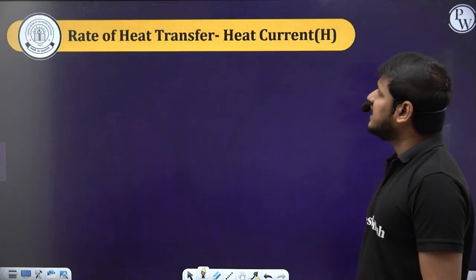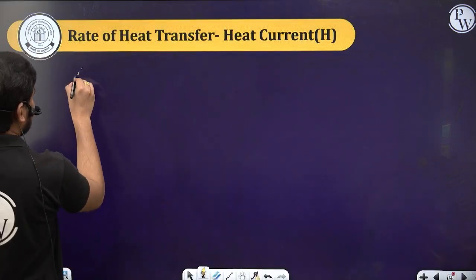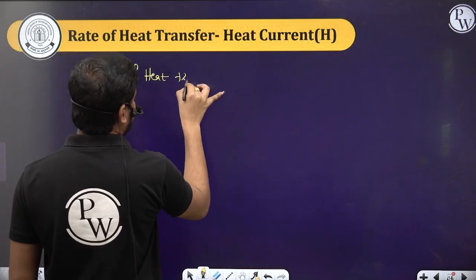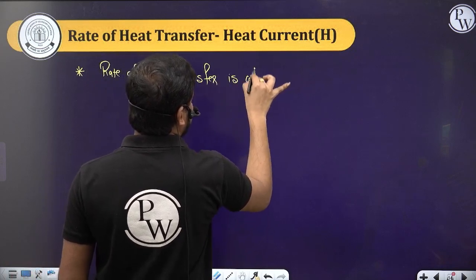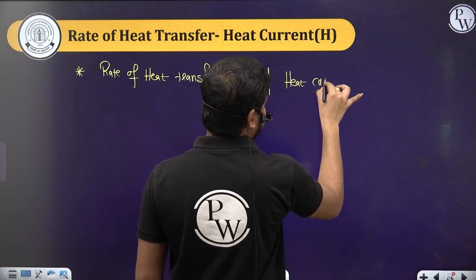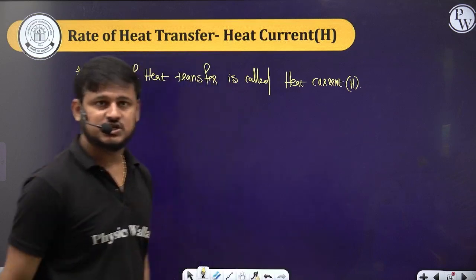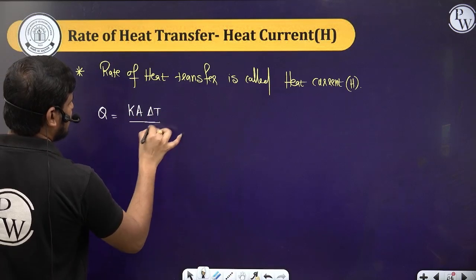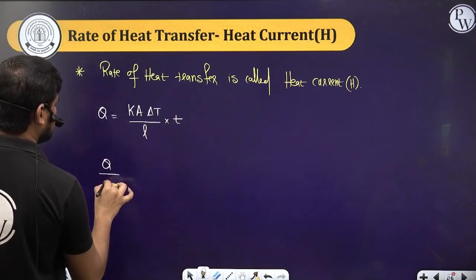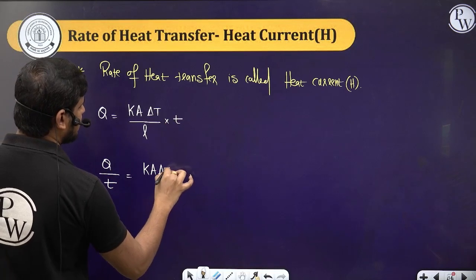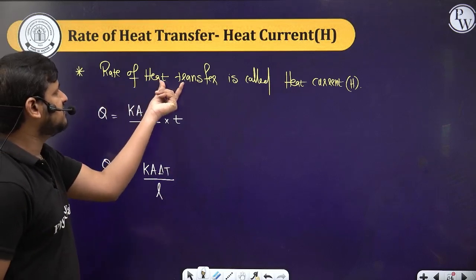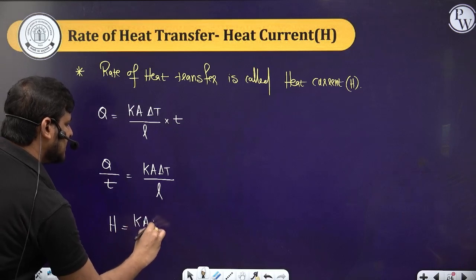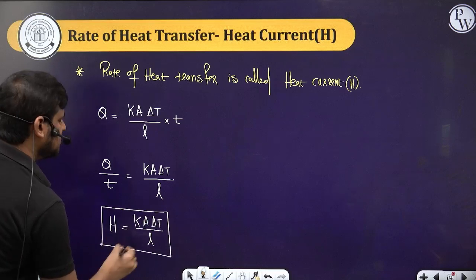Then the rate of heat transfer is called the heat current, which is denoted with H. Here I am writing Q is equal to K A delta T by L into time T. Bring this T to this side, so Q by T is equal to K A delta T by L. The rate of heat transfer, that means heat transfer per time, Q by T, is called the heat current. This is the formula for heat current.